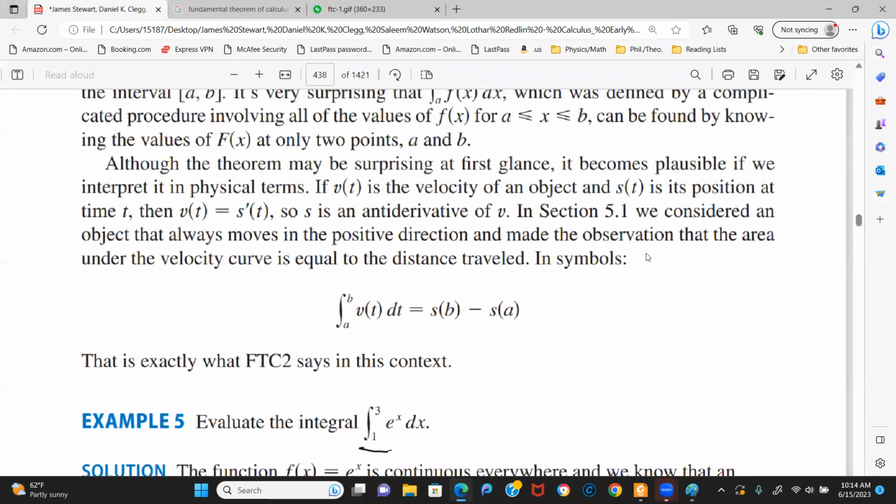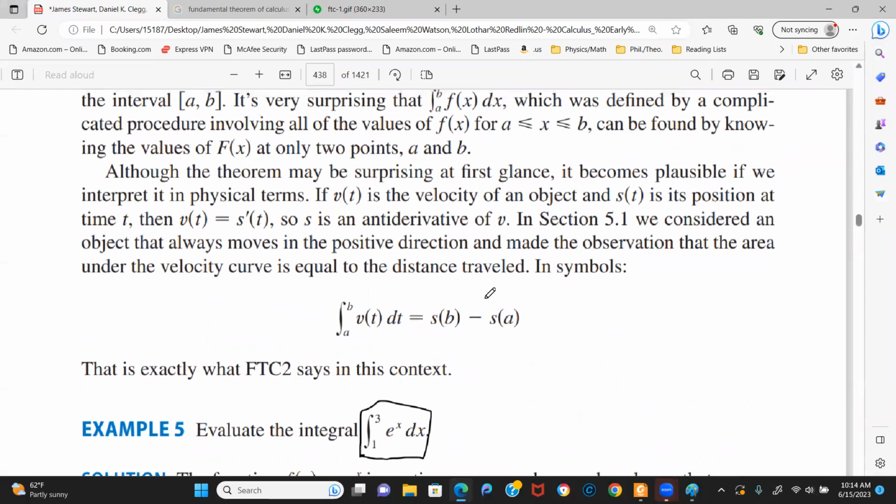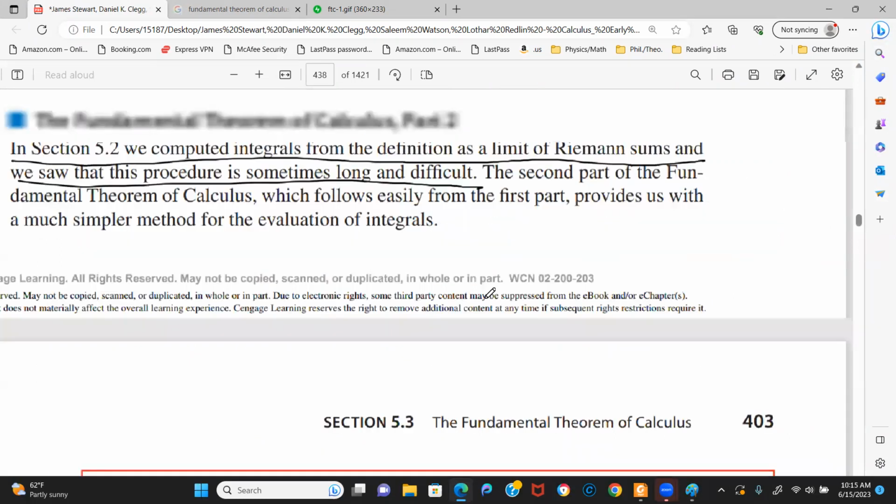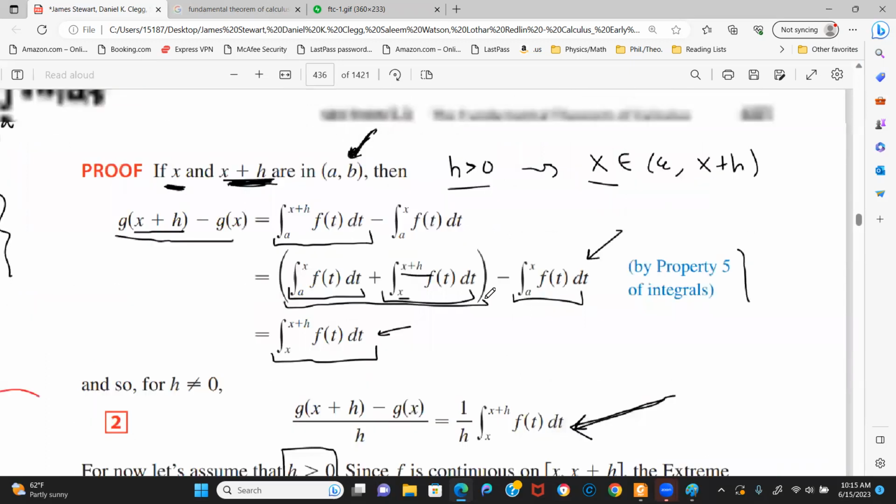So remember this integral we encountered in the last section, right? This was really difficult to calculate using the definition of an integral. And let's go back and remind ourselves how difficult that was.